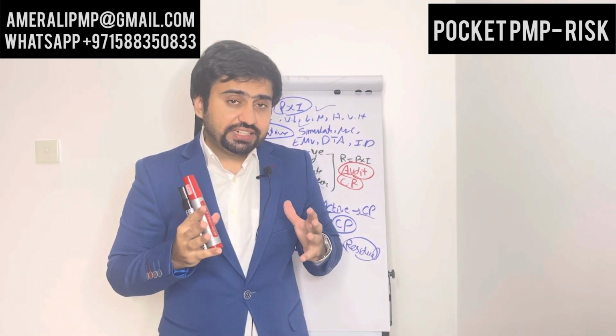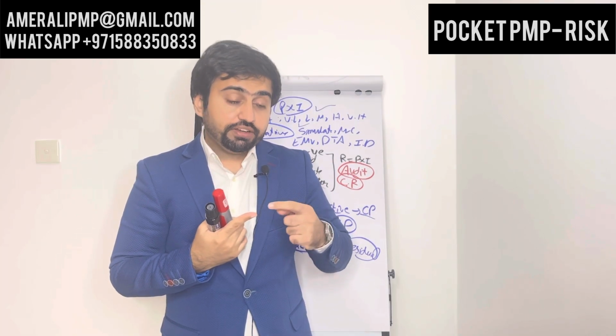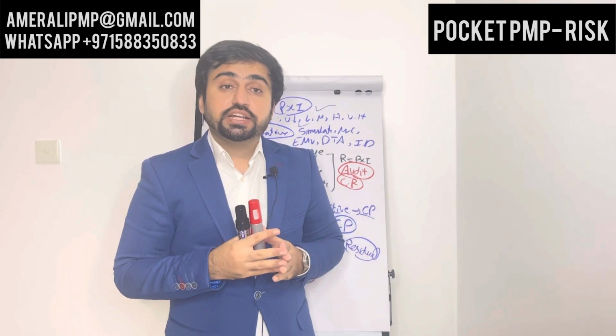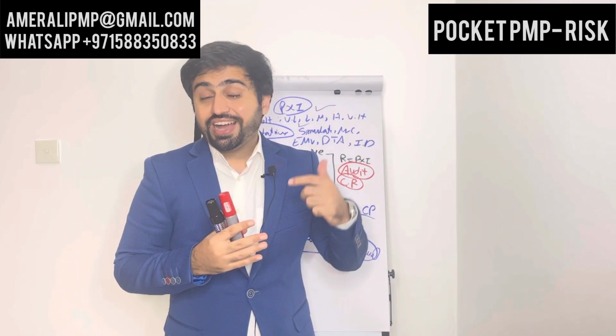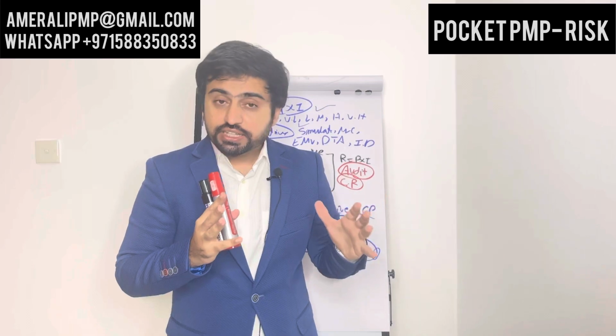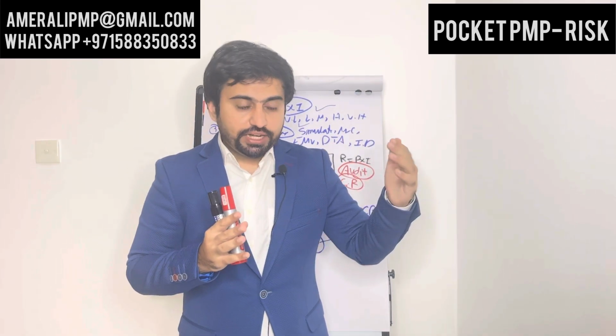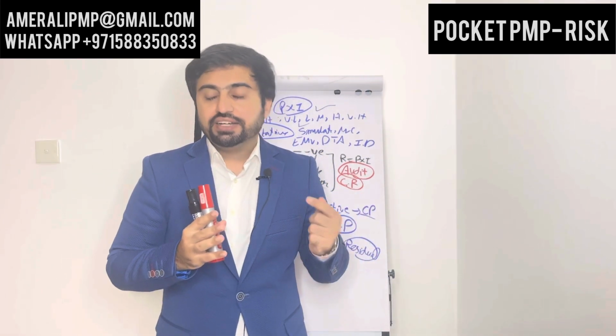Now please understand this. Risk is an uncertain event. If something is identified before occurring, we handle it as a risk. But if something is identified after it occurred, it's not a risk, it's an issue. So that's a very thin line between risk and issue. And once you have identified something and you plan for it, it will be kept in the risk register.